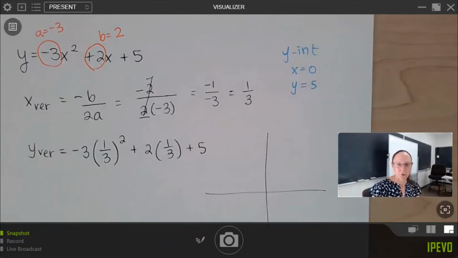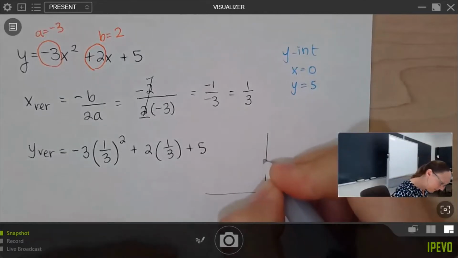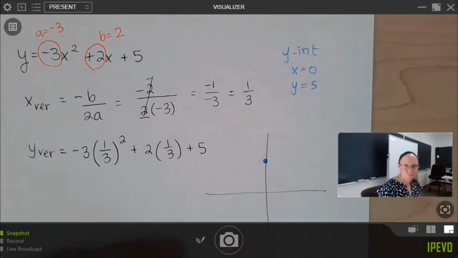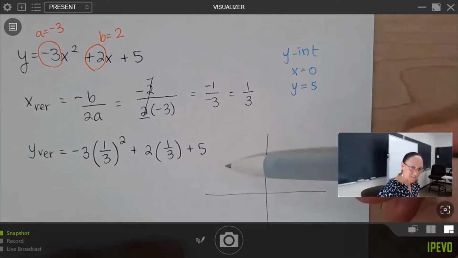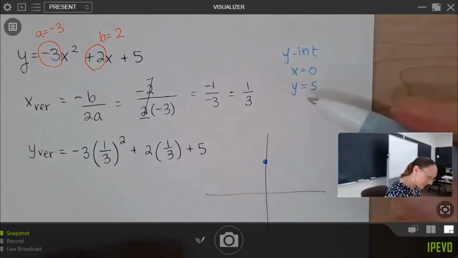Okay, I'm going to show you mine. There's the intercept. If it's going to be concave down and the vertex is over here, it can't look like this. It has to look like this.